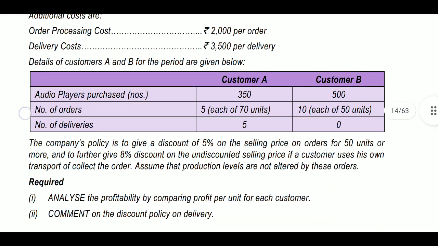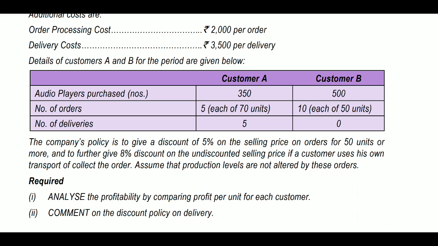After that, they provide the number of orders. For these orders we have order processing cost 2000 into 5 and 2000 into 10. We will get the order processing cost, and after that they provided for each of 70 units and each of 50 units. Later on, say 70 units.